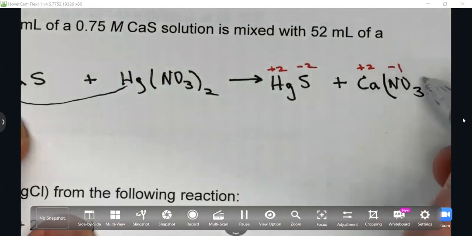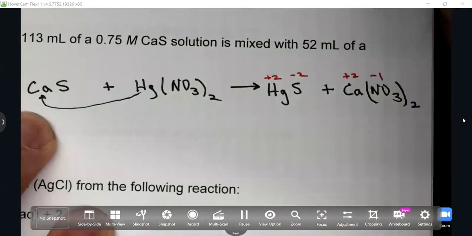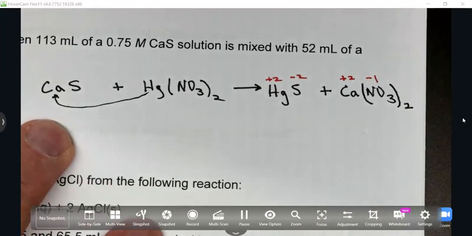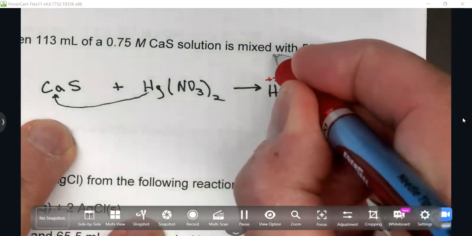So this is going to be a 2. And it looks like this is balanced the way it is, right? So this is a limiting problem. So what we're looking for here, how much H, this is in grams, we're looking for grams here.